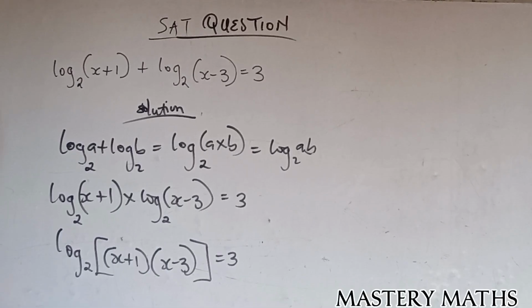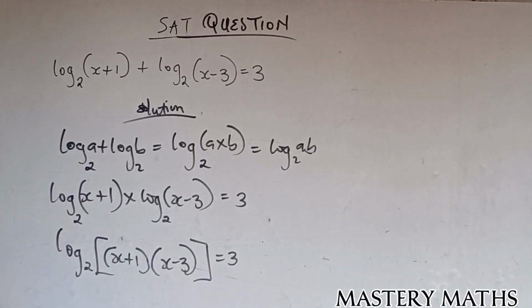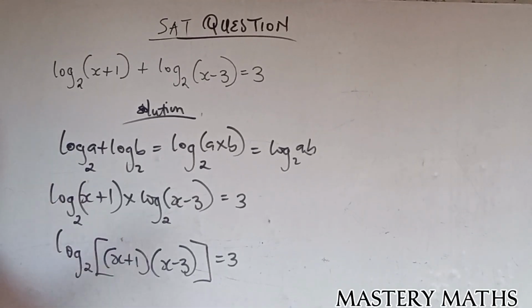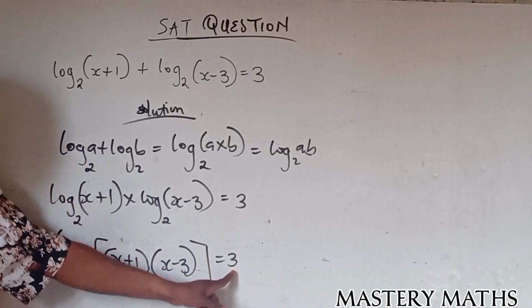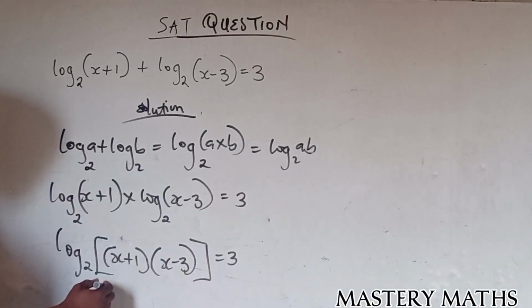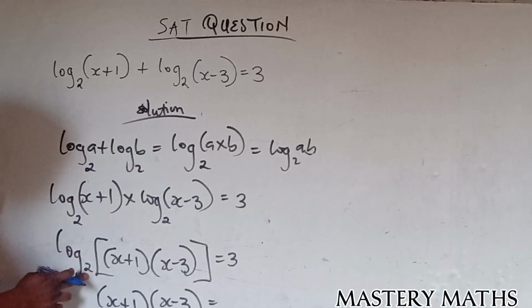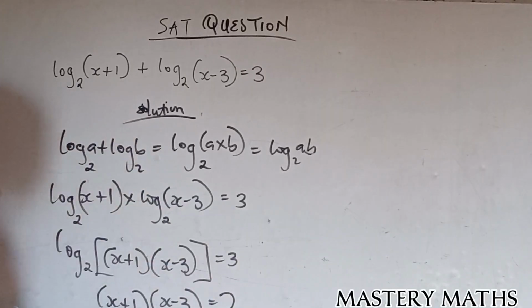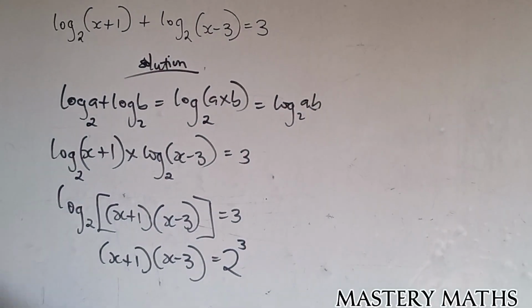So what should be the next thing we need to do? First, we need to change this logarithm to an ordinary number. How do you change it to an ordinary number? To change this, the 2 here, that is the base, goes to that place to become a whole number, and the 3 there becomes the power. So you bring this down: (x + 1)(x - 3) equal to, this 2 here becomes a whole number, and the 3 here becomes the power.